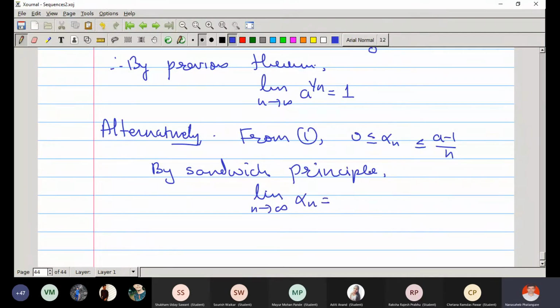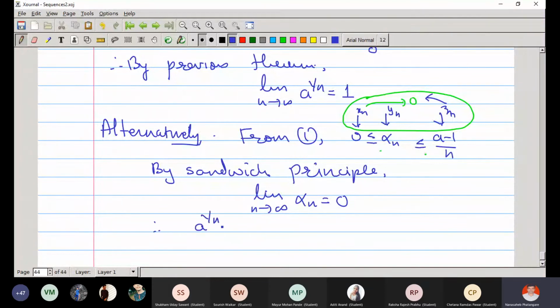What is the limit of alpha n? What is the sandwich principle? Right, so you can say this side is xn, this side is yn, this is zn, and zn converges to 0. xn converges to 0, and alpha n lies in between xn and zn, right? And therefore alpha n converges to 0. So by sandwich principle, alpha n converges to 0.